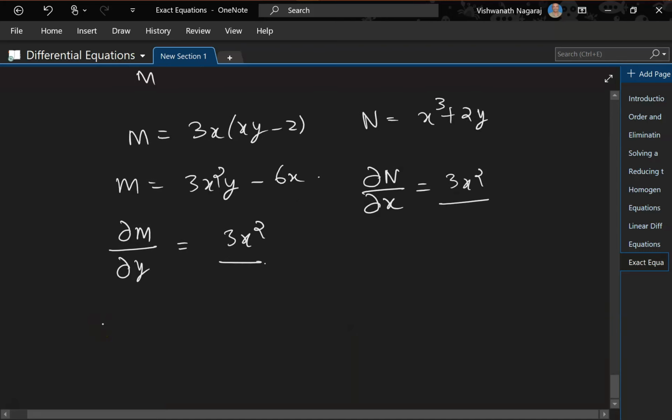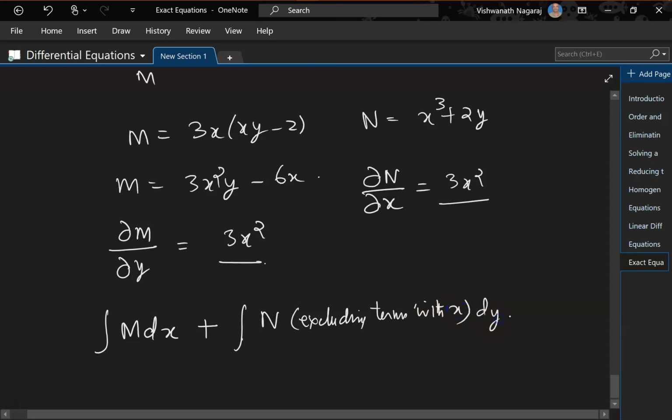Okay. So now that we know that there is an exact solution, we integrate M dx to get the function for the first part, and then we integrate N, excluding terms with x, dy, equal to, we say, c, a constant.